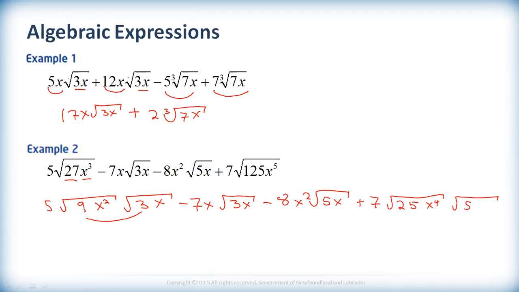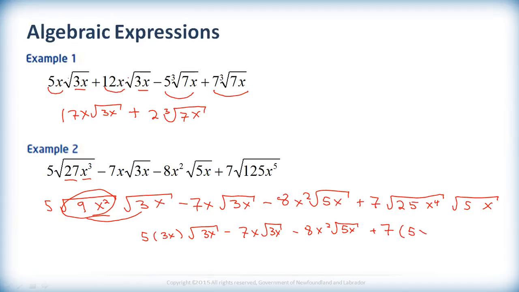So we have 5 times 25 is 125. And x times x to the power of 4 is x to the power of 5. Now we simplify and then we add. So the first one becomes 5 times 3x. When we square root this business right here, we get 3x multiplied by the square root of 3x, minus 7x root 3x. And then we've got minus 8x squared, square root 5x. And then we have to add 7 times, looks like 5x squared times square root 5x.